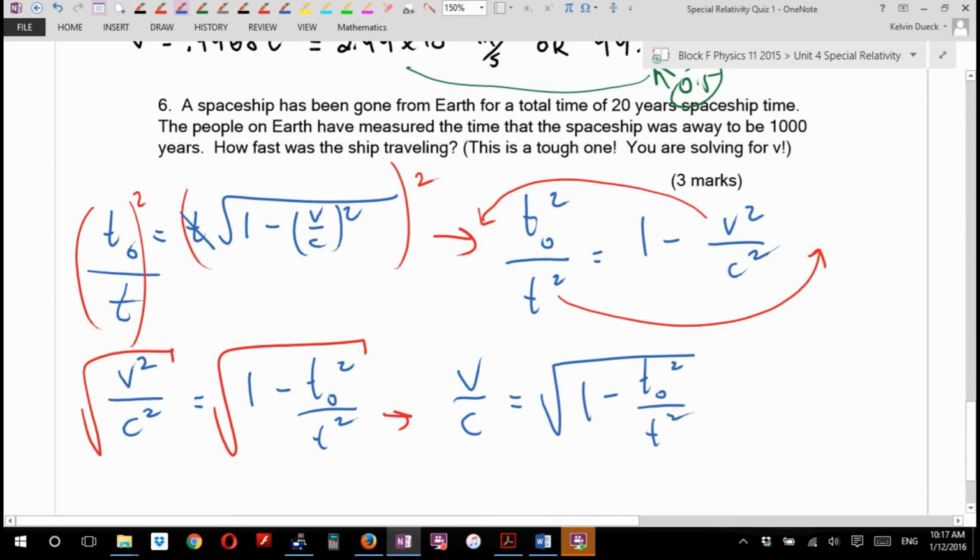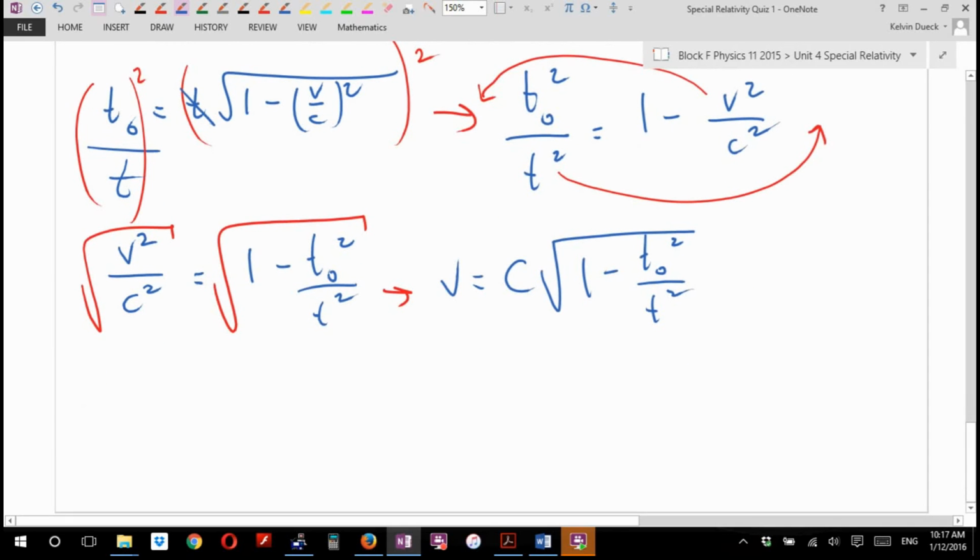V over what? V over C. How can I move that C over? Times it. There. That's what we put on our formula sheet, yes? Okay. There's the rederivation, just because I'm a nerd, to remind myself that I could do it.